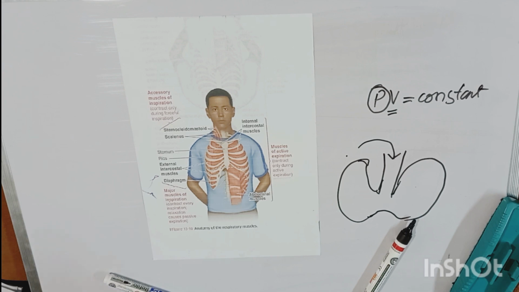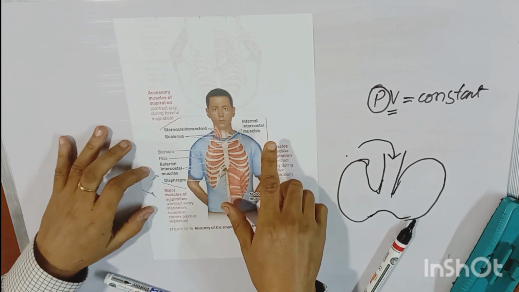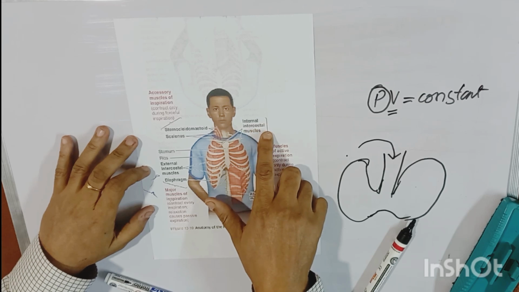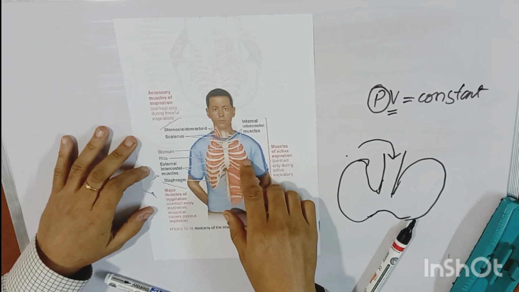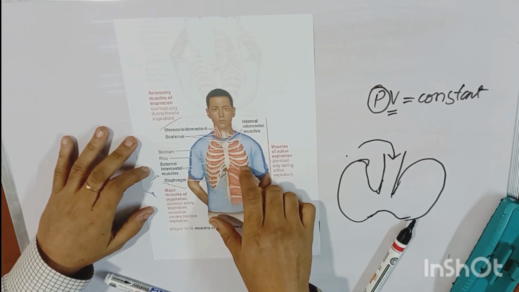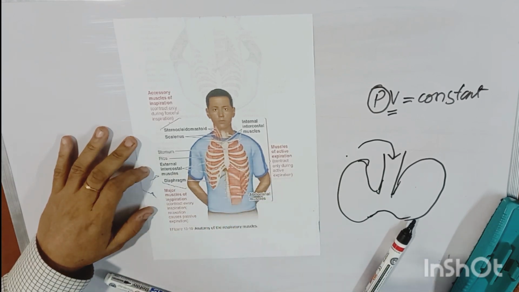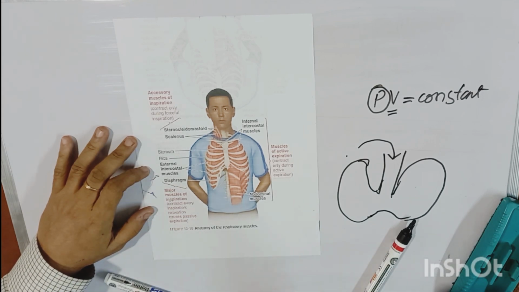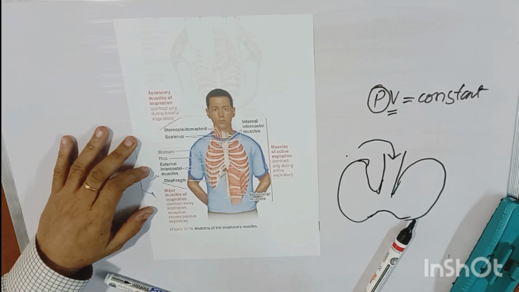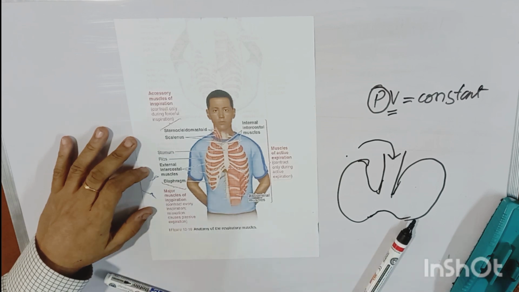This happens with the contraction of another muscle called the internal intercostal muscles. These internal intercostal muscles are also placed obliquely, but just the reverse. As the external intercostal muscles have the upper ribs inside and the lower ribs outside, in the case of the internal intercostal muscles, the upper ribs will have the muscles exterior, and the lower ribs will have the muscles interior to the body.